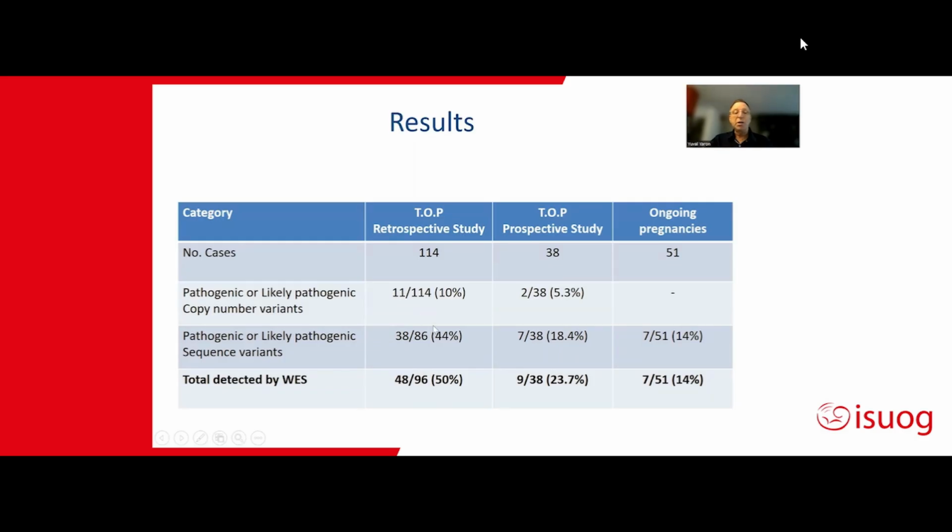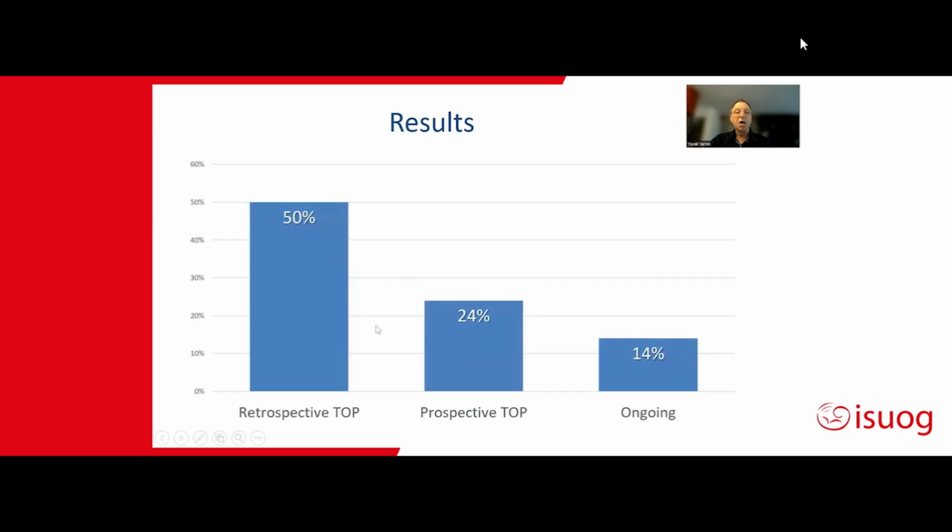So without going into too much detail, because this may be a little complicated, we show this here. In the retrospective termination of pregnancy series, we had a yield of about 50%. In the prospective series, the cases that had undergone termination of pregnancy, we had a diagnostic yield of only 24%, and for the ongoing pregnancy, only 14%. And this had us a little bit confused until we understood that we had lowered the bar.